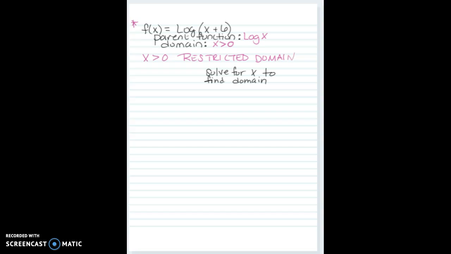And we will set what they give us greater than 0 and solve for x. So they're giving us x plus 6, so x plus 6 must be greater than 0. Again, we will solve for x by subtracting 6 from both sides, and we find that we have a domain that x must be greater than negative 6.